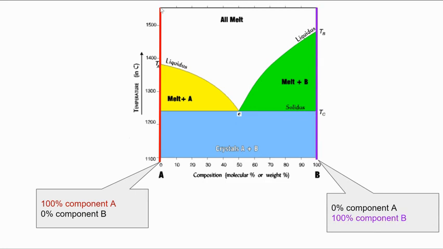I would strongly encourage you, as you start to read and interpret binary phase diagrams, to do the first thing, which is to label in where you have 100% of A and 100% of B on your diagram so that you know how to read your x-axis. That's a critical first step.